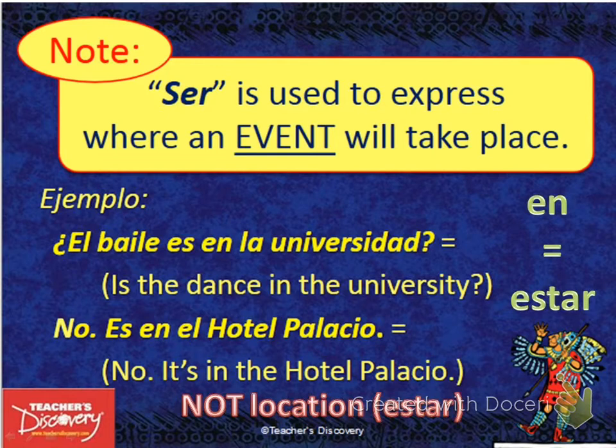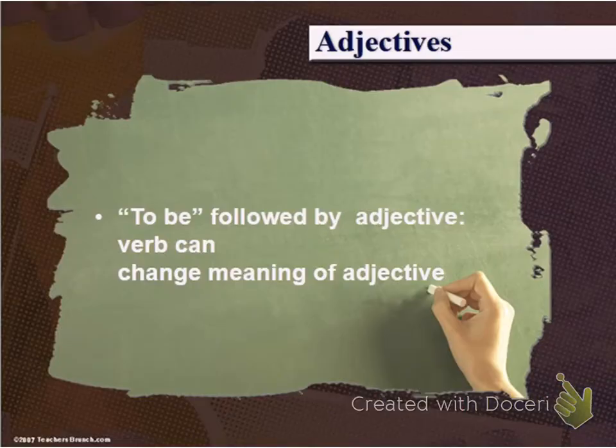For example, if we're talking about is the dance in the university, you're asking about a location of something, but you're using the verb ser here. No, it's in the Hotel Palacio. Normally when you use en, you're talking about location. In this case, you're talking about where something takes place, where an event takes place. So for the most part, en is going to be a clue for estar, but know that when an event takes place, you're saying a fact, and fact is one of those other reasons for ser. Okay? So we're going to take all the tricky ones out.